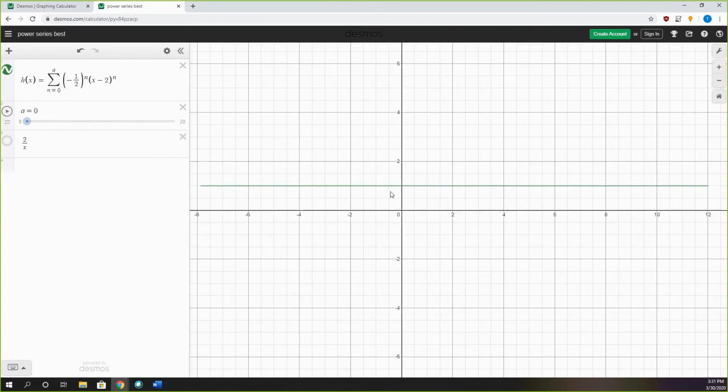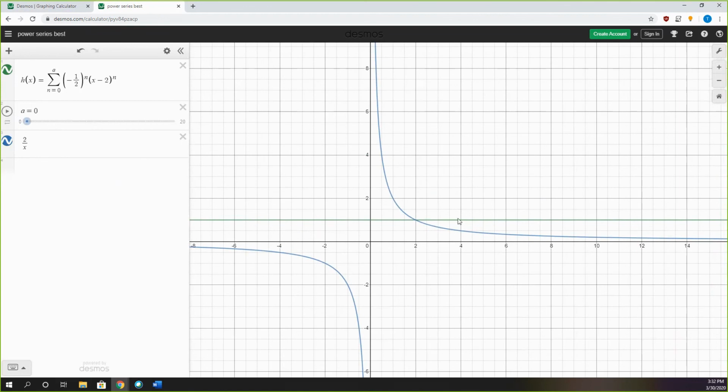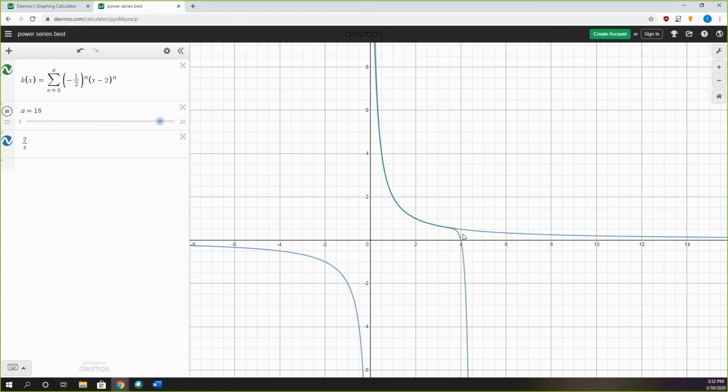And what you should notice is that my partial sums are eventually going to approach my 2 over x. But not everywhere. It is only going to approach it on that interval of convergence, which is in between 0 and 4. So all we care about is this section here between 0 and 4. And I want you to watch as the green line slowly starts becoming the blue line as my indexes increase. So I'm going to hit play. So notice that the higher the index, the better my graph starts to approach, but only between 0 and 4.